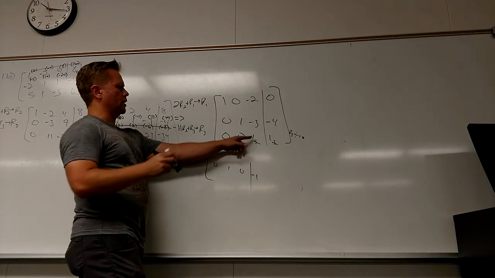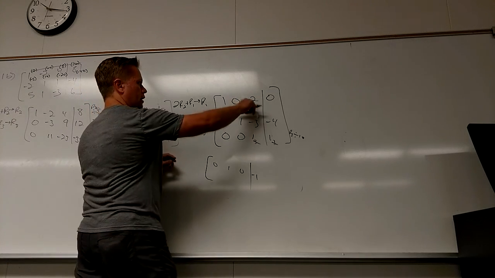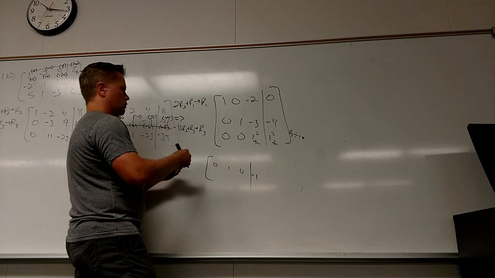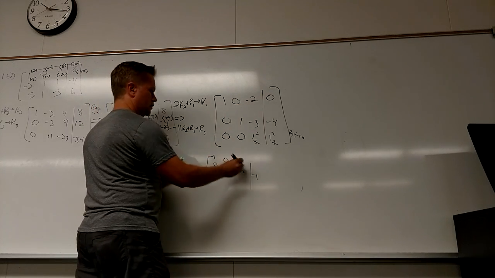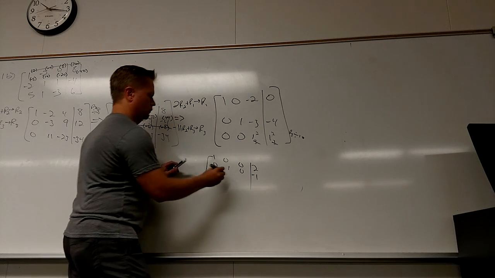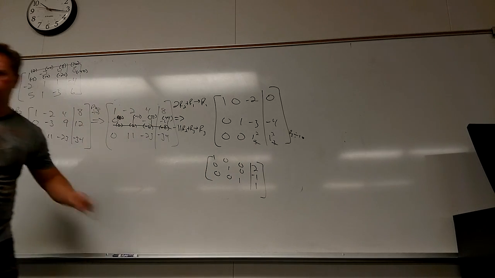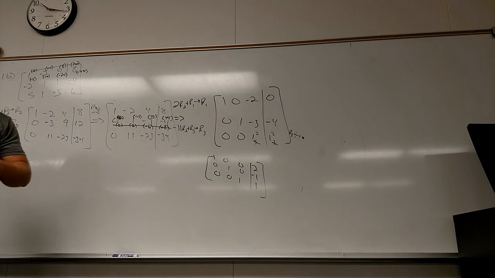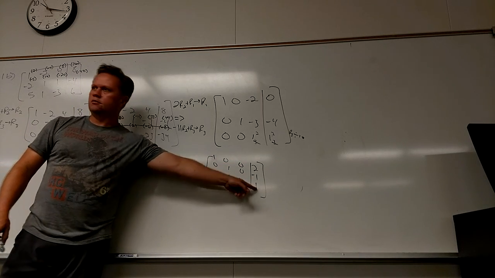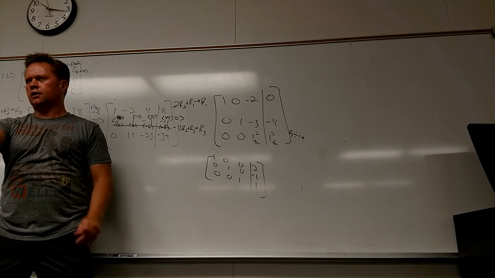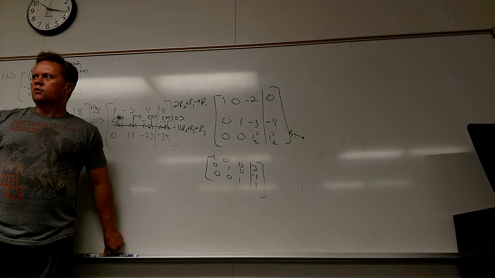Now if I multiply that row by 2, it'll kill that. 0, 1 is 1. 0, 0 is 0. 2 and negative 2 is 0. 2 and 0 is 2. So what's the answer? X equals 2, Y equals negative 1, and Z equals 1. Which is the same answer you get, hopefully, if you do it without a matrix.